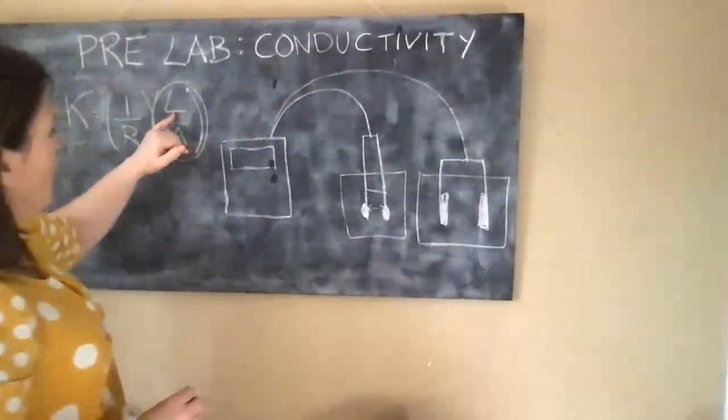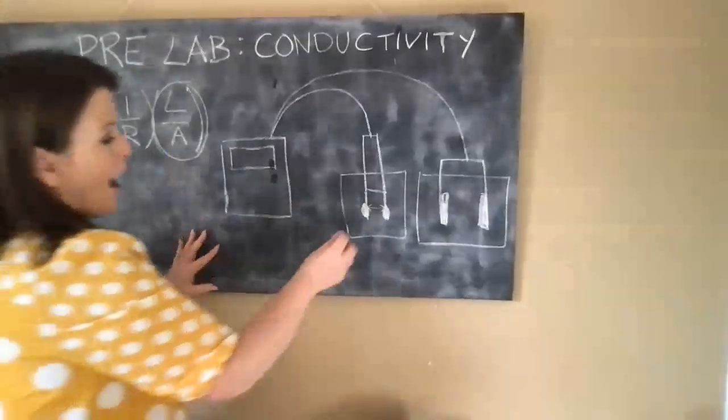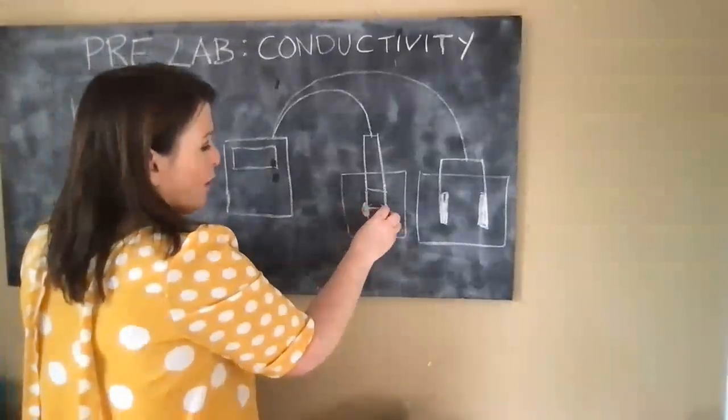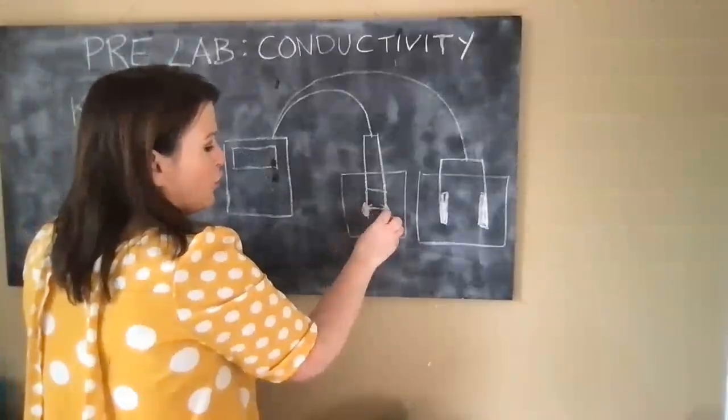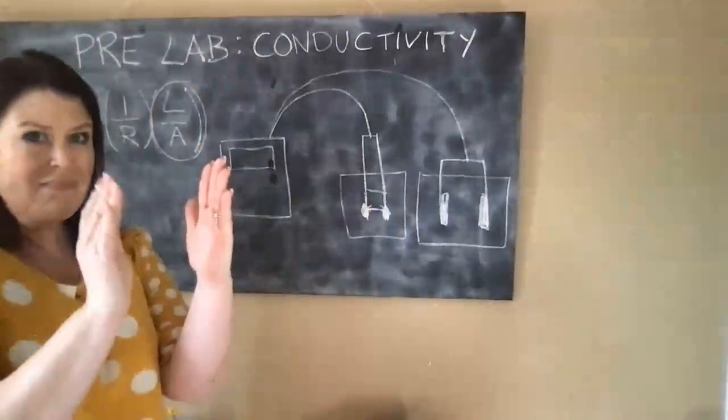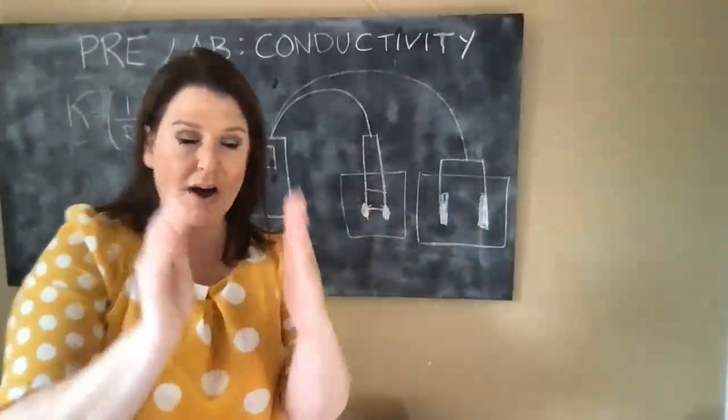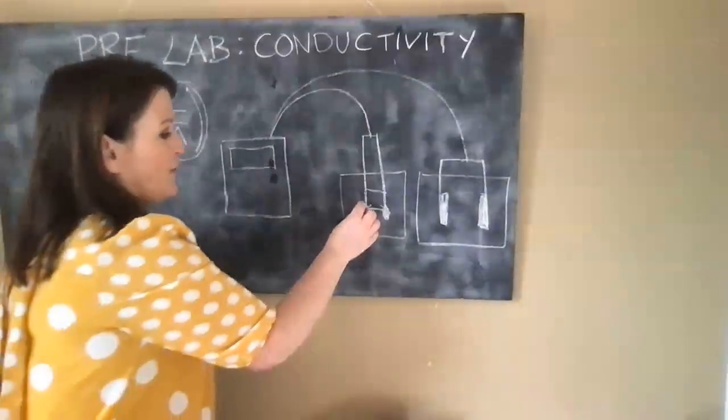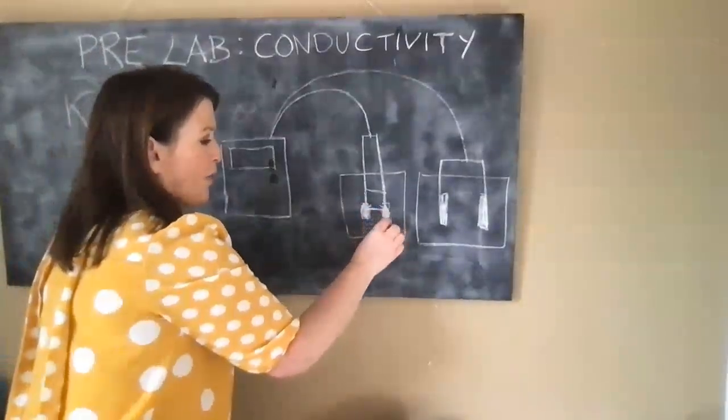So this L and this A here are actually the length, the path length between the two metal tinfoil-like sensors on each side, and A is the surface area that we're dealing with.